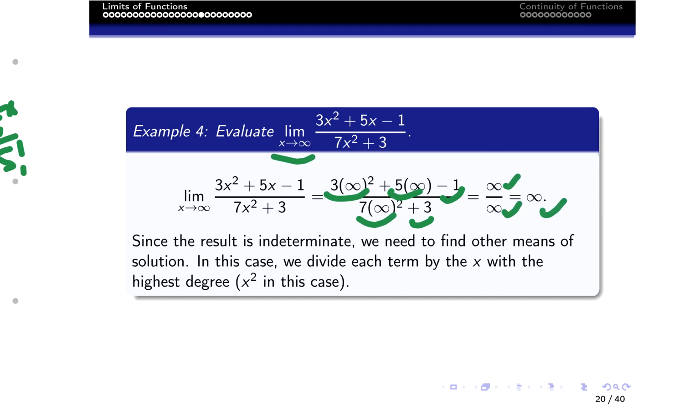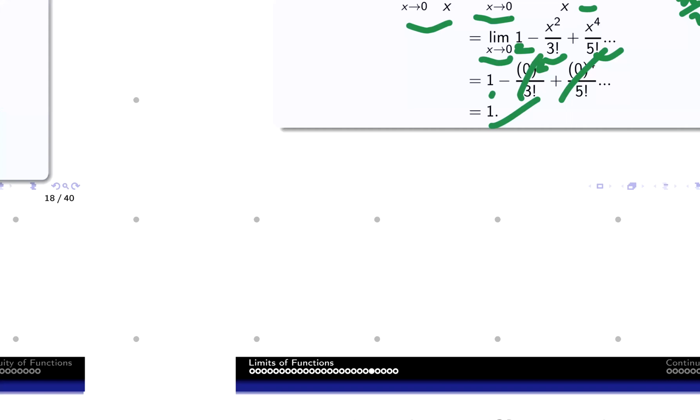In this case, we divide each term by the x with the highest degree, which is x squared. So whenever you have this kind of thing, and of course it evaluates to infinity, look for the highest power of x, and it is x squared in this case. So divide each term by that x squared and see what you get at the end of the day. Let's see that in the next slide.